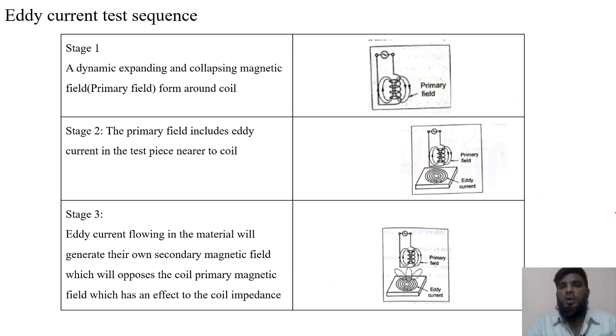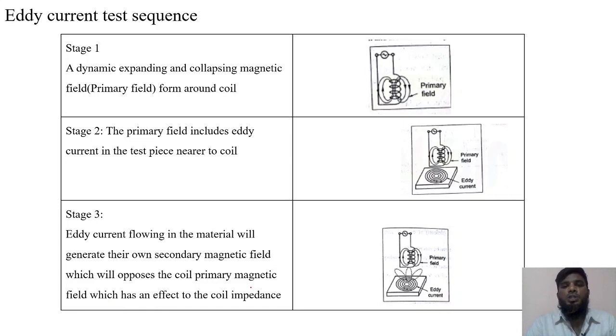The first stage is we have to generate the magnetic field by sending some kind of AC current. The second stage is we have to induce the magnetic field or eddy current into the test specimen. After that, the eddy current flowing in the material will generate its own secondary magnetic field, which opposes the primary. Since the eddy current is generated in this, it will try to generate a magnetic field which opposes the primary magnetic field generated in this coil, which has an effect on the coil impedance.